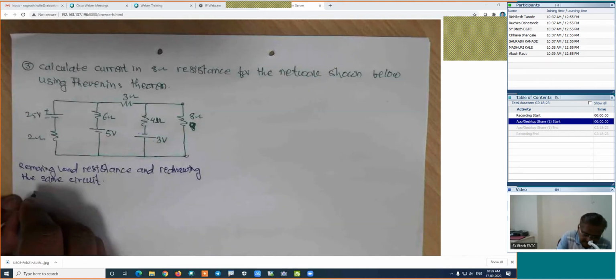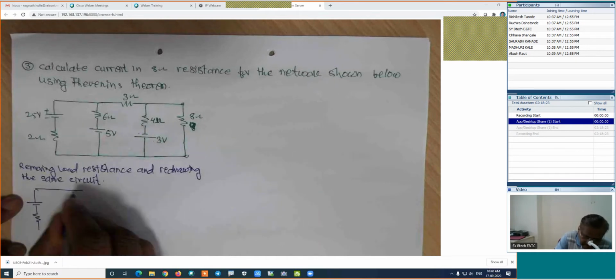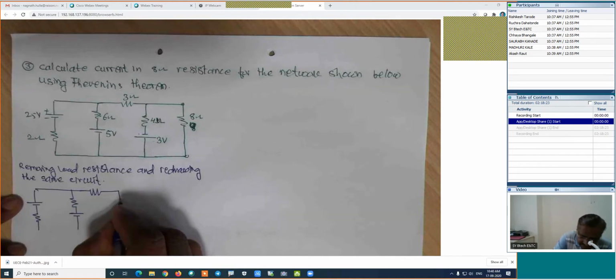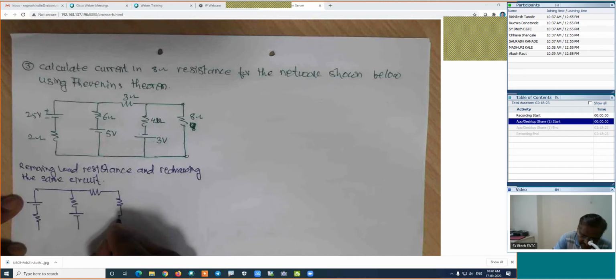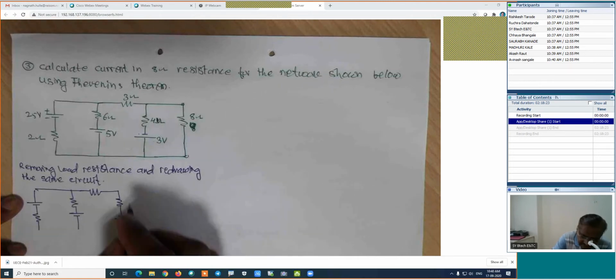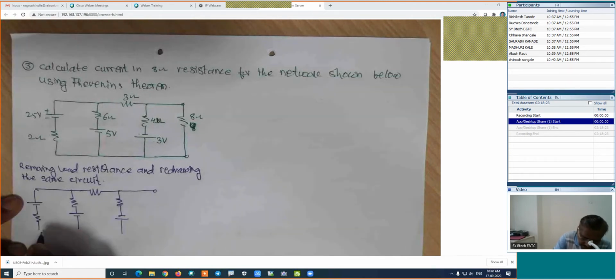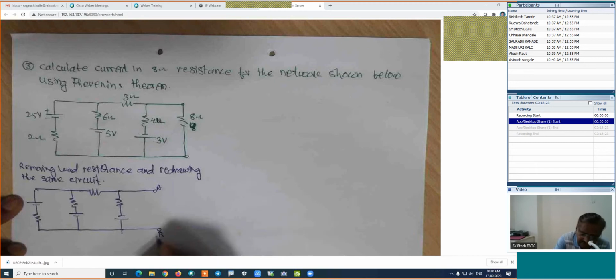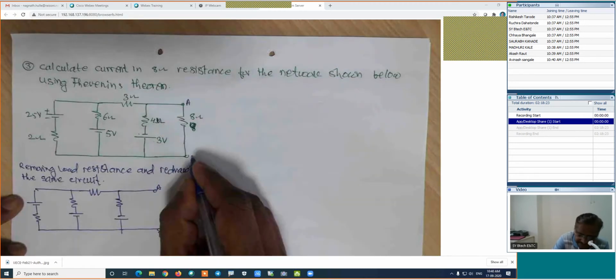How will the circuit be? It will be something like this. There is the resistance, there is the battery, then it is something like this. And we are removing the load resistance. This is right. Here is terminal A, this is B. I will give some terminals. It is A and this is B.